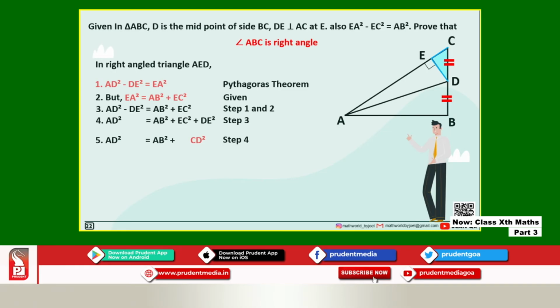Now once I have done this, if you look at the given, D was told to be the midpoint, right? So CD and DB are equal. So wherever we have CD, I can replace it with DB. So look at step number 5. I can write step number 7 exactly as step number 5, but all I'm doing is replacing the CD with DB, so it would become DB square.